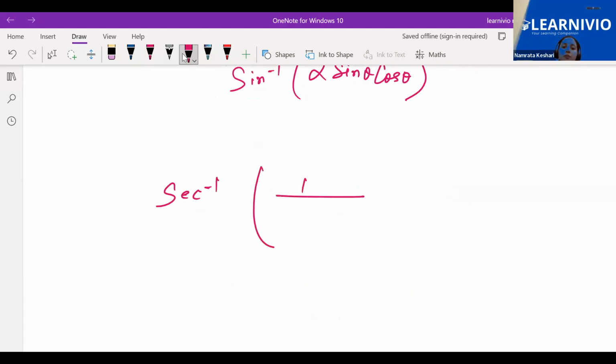Sec inverse of 1 by 2x square minus 1. What can be taken over here?